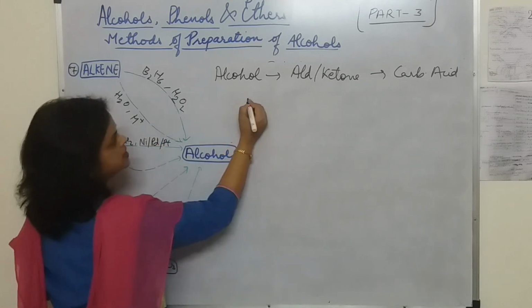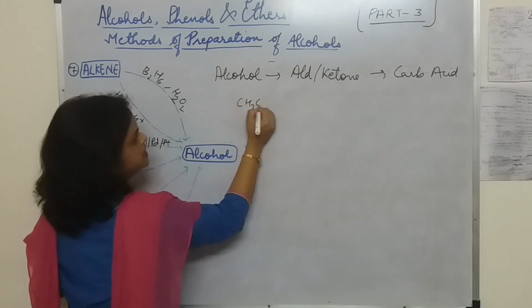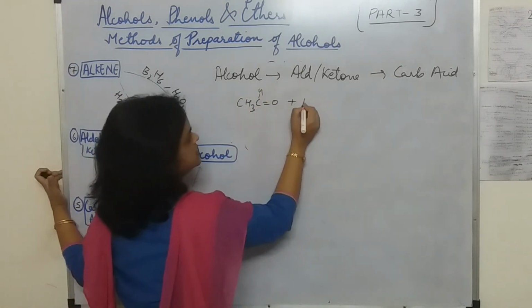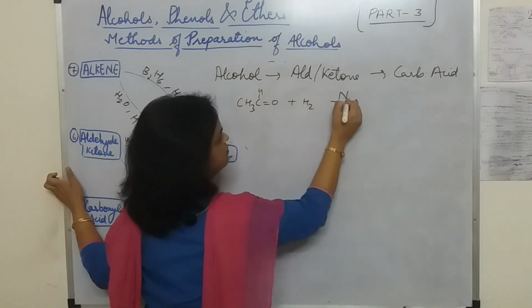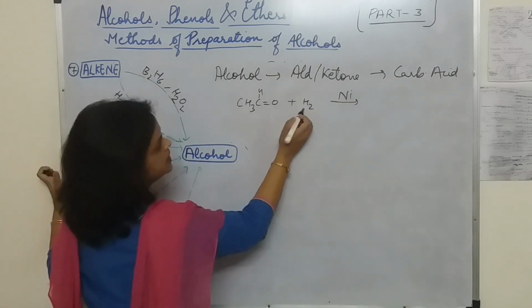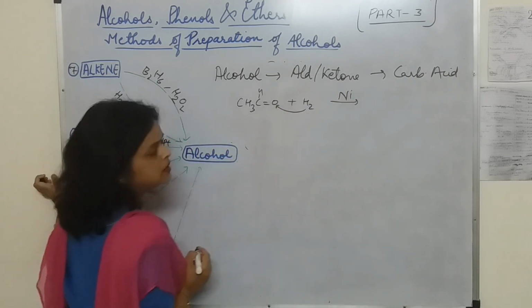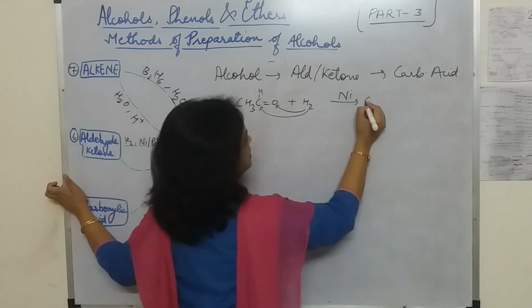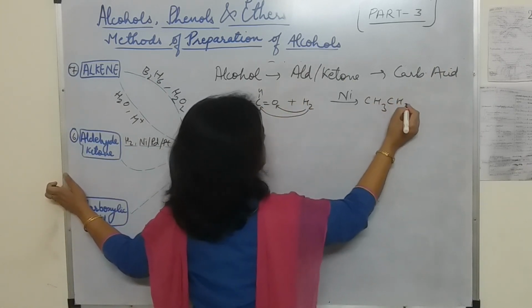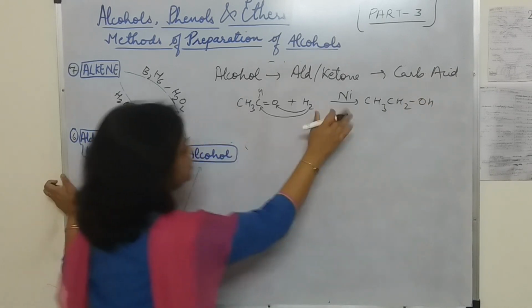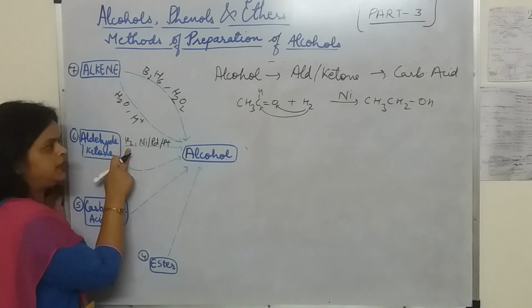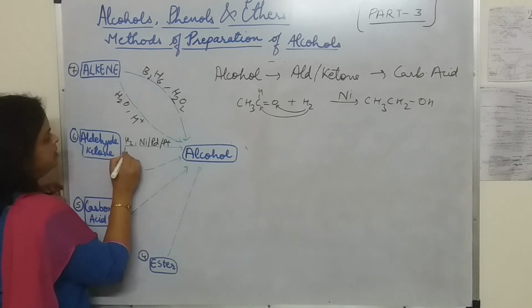So how the reaction will take place? Suppose we are having this type of aldehyde, when it combines with H2 in presence of nickel. How will the reaction take place? One H will come at this oxygen and another H will come at this place. So we will get CH3CH2OH. Simple.